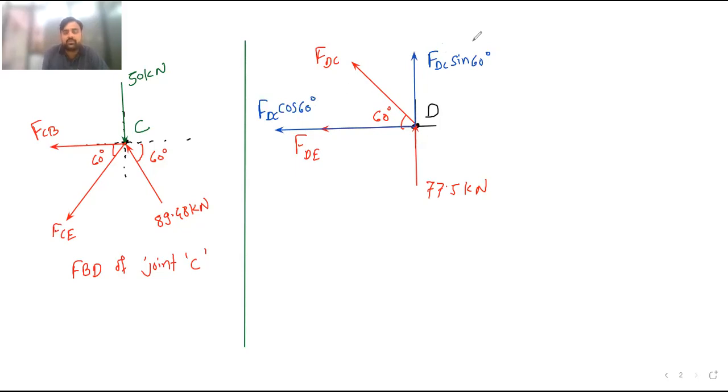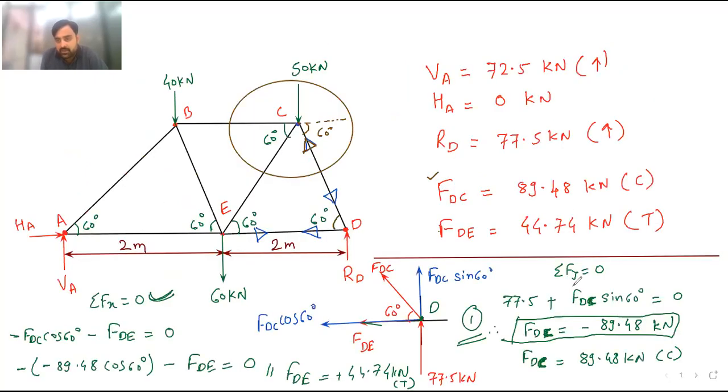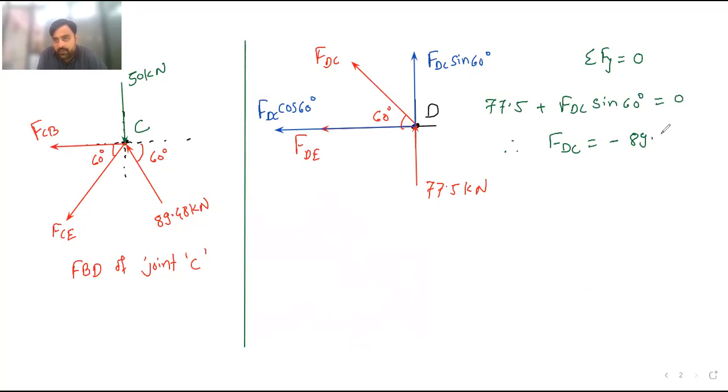So after that, I have started to solve this joint. I have applied summation Fy equal to 0. Then what I will get: 77.5 moving upward plus FDC sine 60 is equal to 0. Therefore, after solving this, I got the value of FDC is equal to minus how much? Minus 89.48 kilonewton. So here I have written FDC is 89.48 kilonewton compressive. इथपर्यंत काय अडचण? No, sir. हा, मग नाव FDC is 89.48 kilonewton compressive.